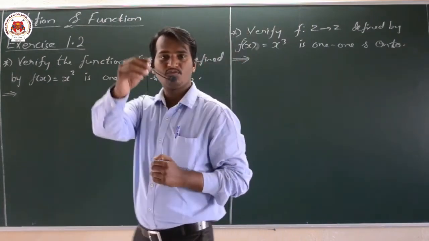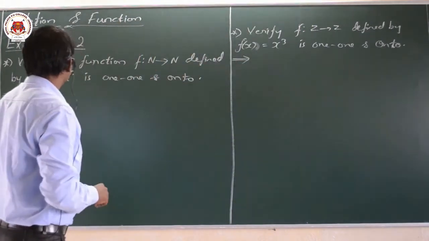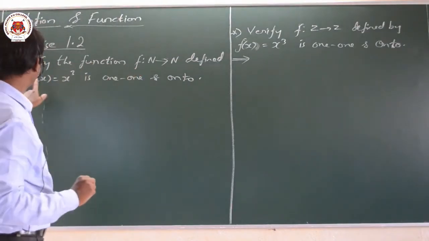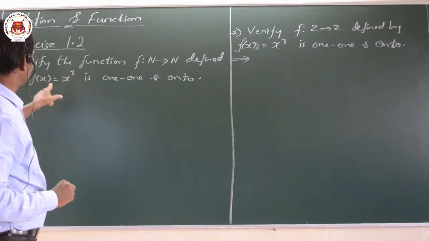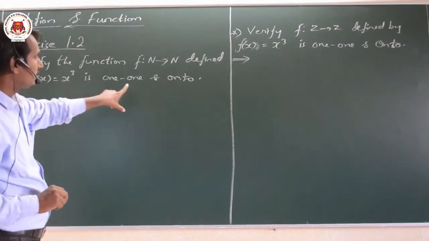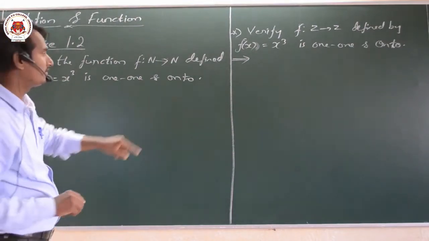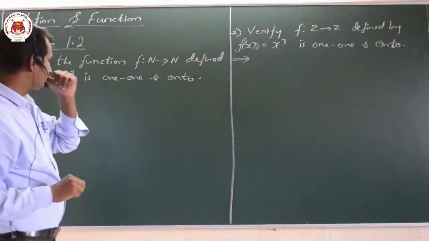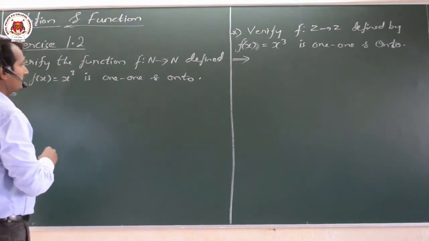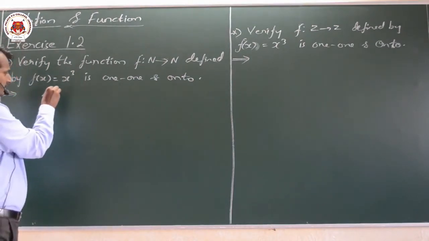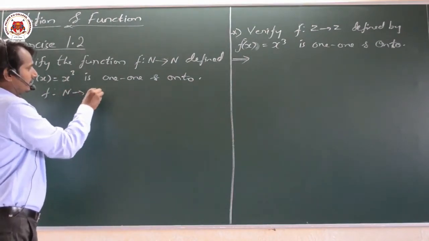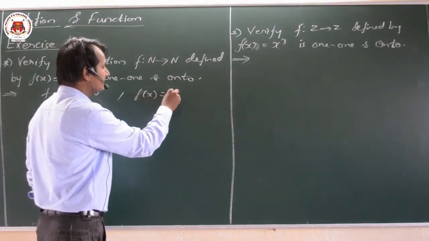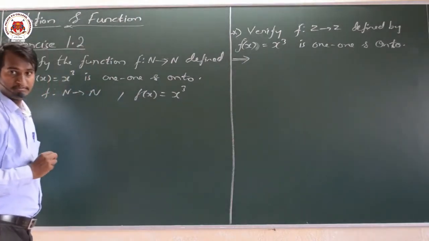Okay dear friends, let us move on to this particular problem, that is verify the function f from N to N, defined by f of x equal to x cube, is one-one and onto. That we shall verify now. Let us write down the function first, f from N to N, defined by f of x equal to x cube.